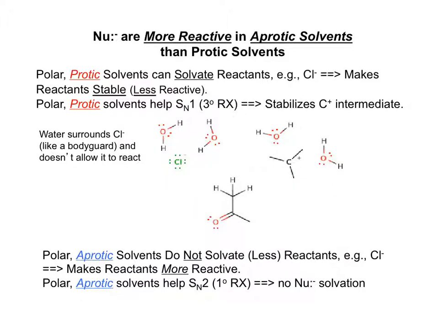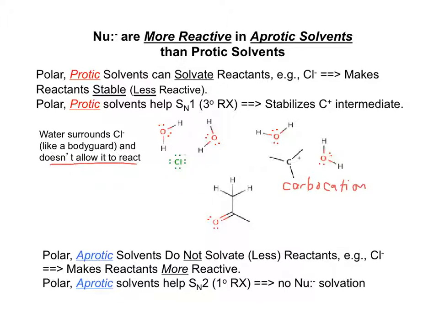A polar protic solvent like water can stabilize a nucleophile such as chloride by hydrogen bonding. So water behaves like a bodyguard and doesn't allow that nucleophilic chloride to react. So the leaving group in the alkyl halide substrate can leave, and the polar protic solvent stabilizes that carbocation intermediate.